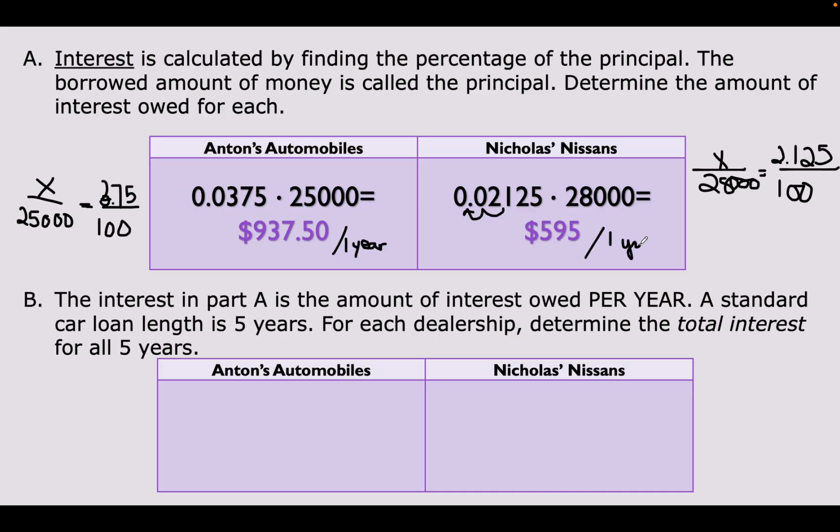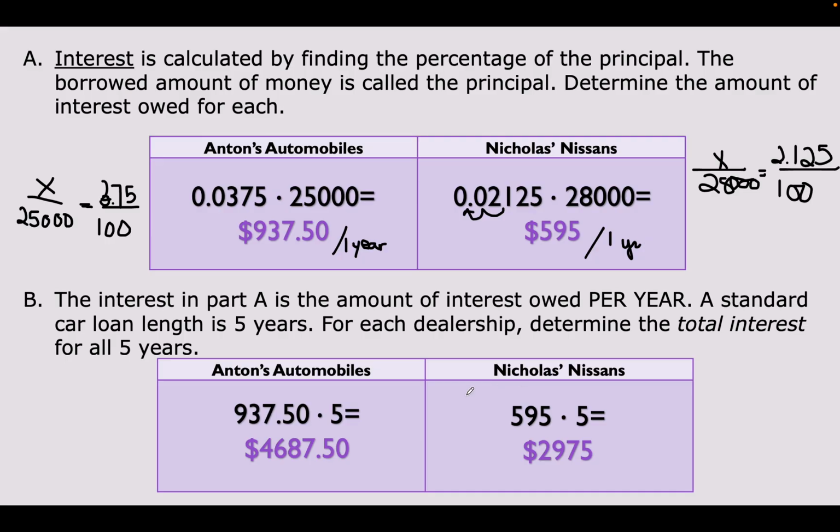So 937.50 times 5 is $44,687.50. And then at Nicholas's Nissans, that's $595 times 5, which is $2,975.